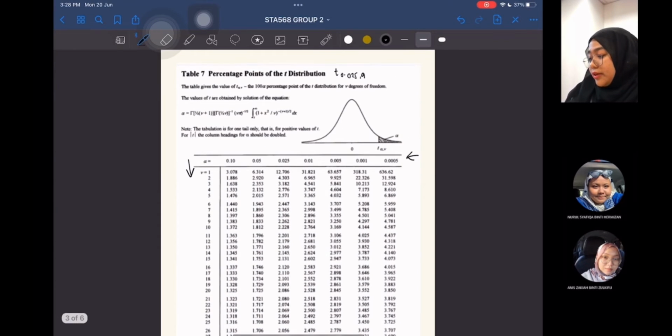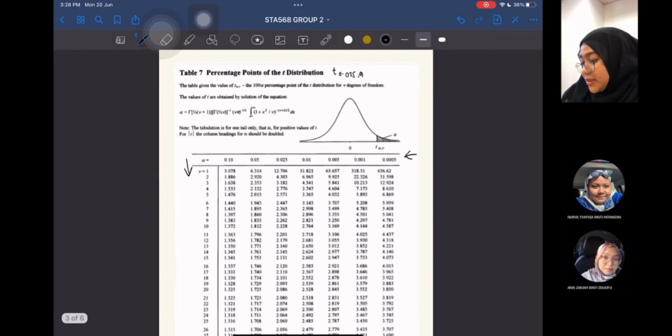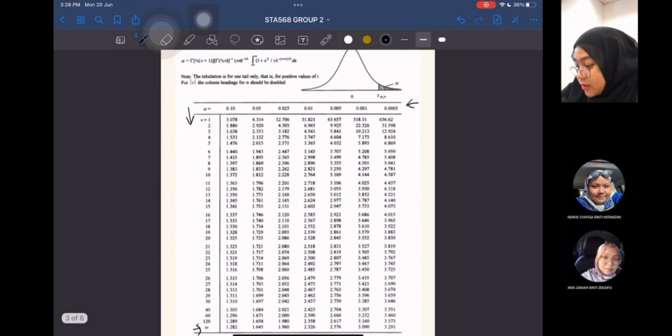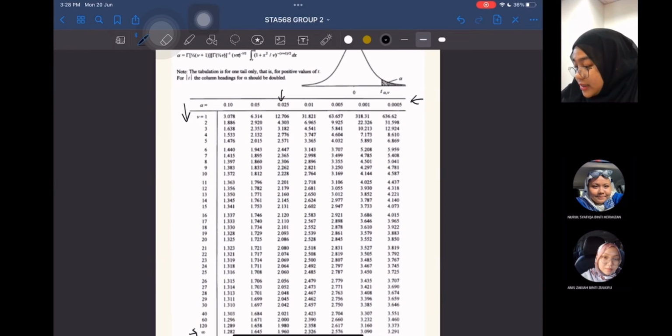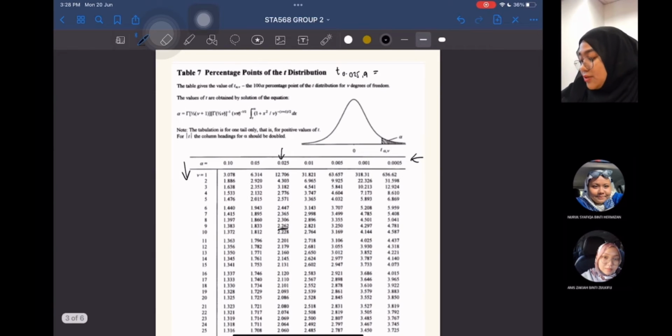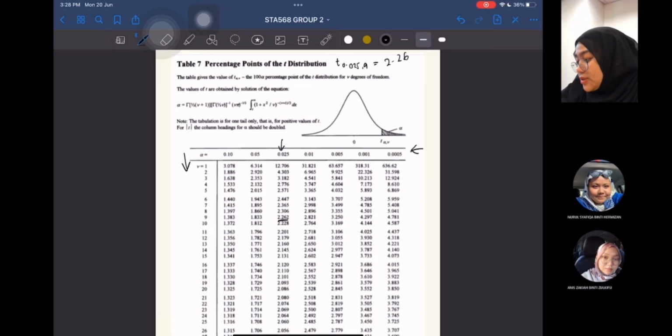So we find the value of t 0.025 and 9 from table 7, with the value being like this. The value is 2.262. That's all from me.